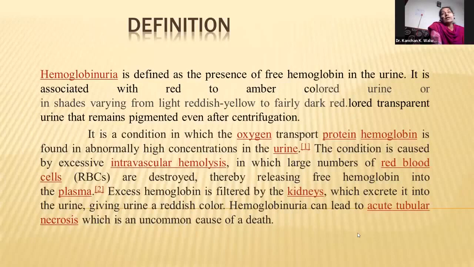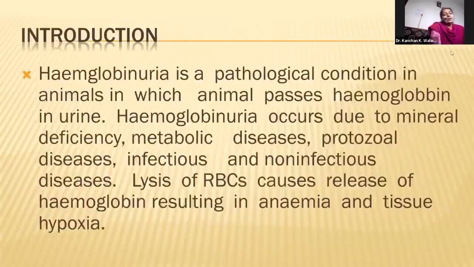It cannot be filtered. Even if it is filtered to a small extent, it is actually digested or absorbed in the proximal convoluted tubule, and only a minute amount is passed into the urine, which is negligible or unnoticed. But when this hemoglobin is excess in the plasma, all of it cannot be absorbed and it leaks into the urine and it imparts the red color to the urine. Hemoglobinuria is a pathological condition where the hemoglobin is passed into the urine.